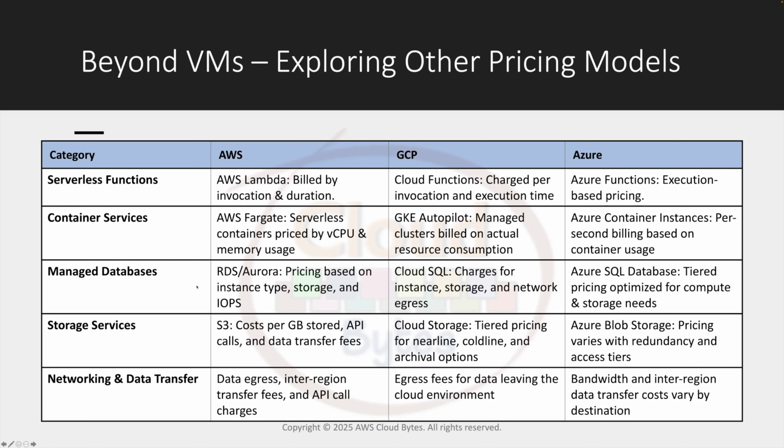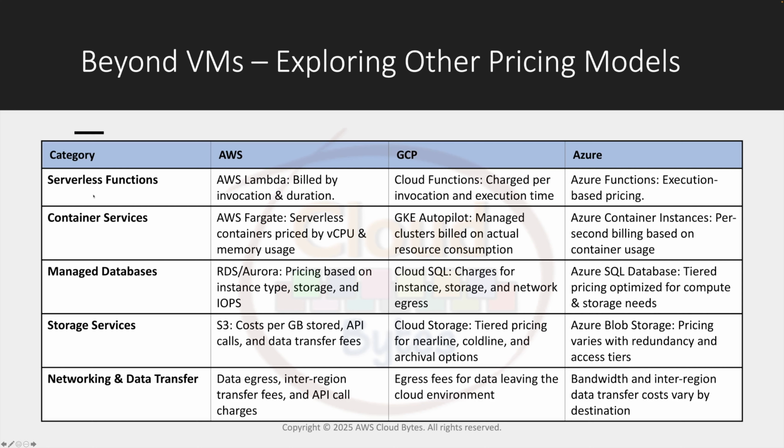Similarly, you have managed databases. The pricing of a managed database depends upon the instance type, storage, and IOPS that you are looking for. You have Cloud SQL in GCP, you have Azure SQL in Azure, and then you have tiered pricing optimized for compute and storage needs. Kind of similar pricing for various kinds of services.